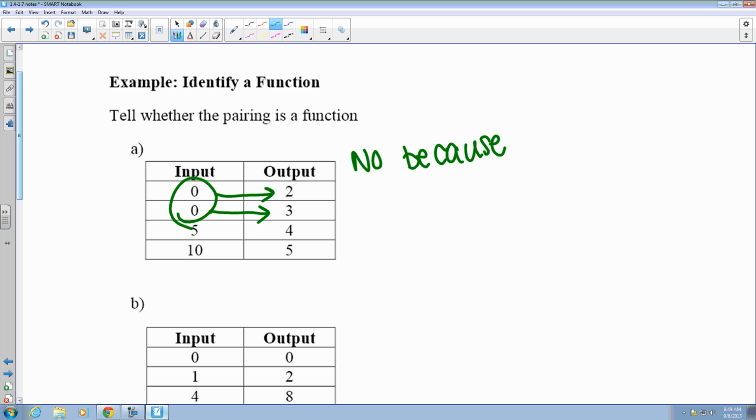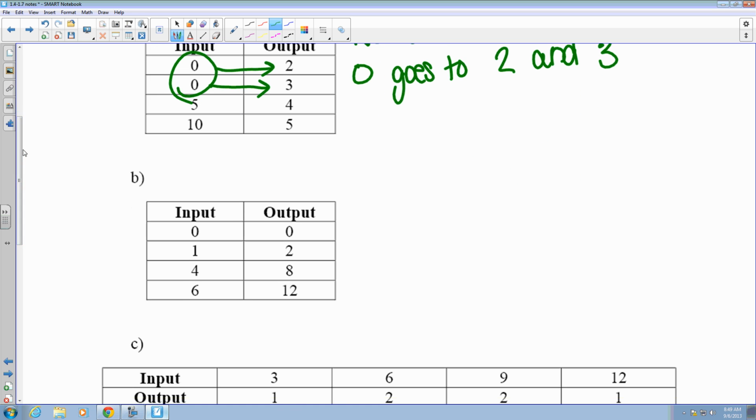And when you explain, all you need to do is say no, because the number 0 goes to two different values, 2 and 3. It could only go to 1 if it was a function. How about B? This one is a function because no input goes to two different outputs.